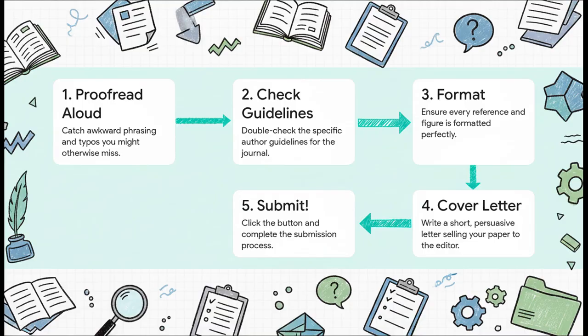So here it is, your final pre-flight checklist. Number 1, proofread your entire paper, out loud. I'm serious, you will catch awkward sentences and typos that your eyes would just skim over. 2, read the journal's author guidelines one last time. 3, double-check that every single reference and figure is formatted perfectly to their specs. This is about more than just citations. It's making sure your graphs are high-res and your tables look right. 4, write a short, persuasive cover letter that sells your paper to the editor. And finally, step 5, take a deep breath and click that submit button.